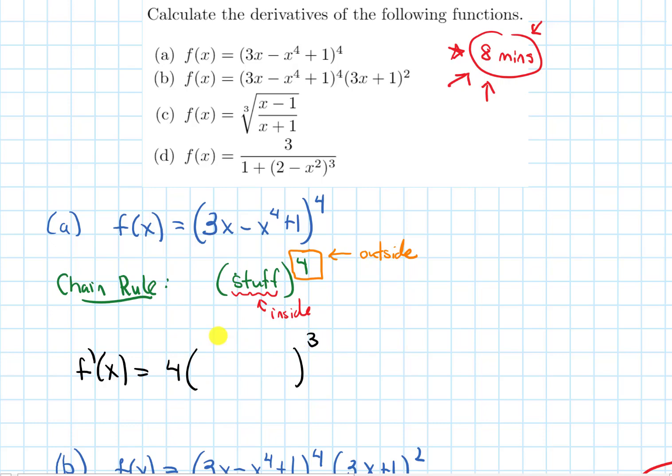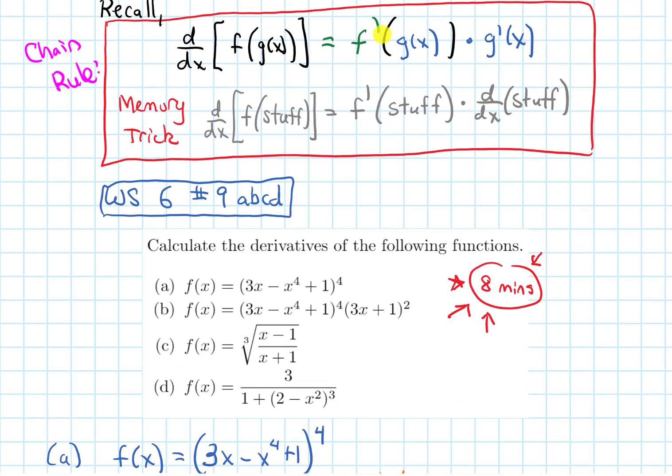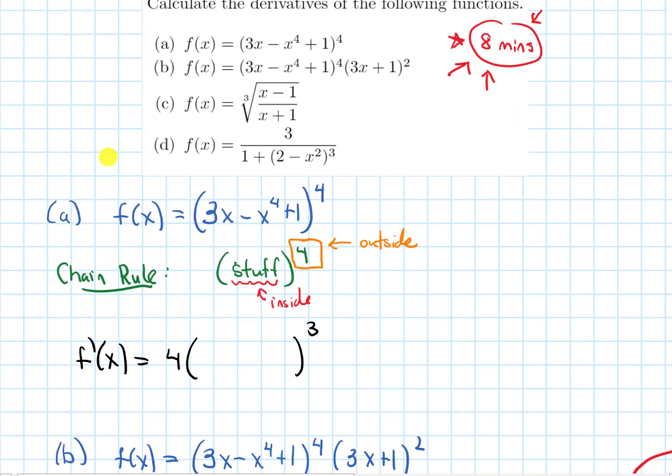But the chain rule says when you take the derivative of the outside function, f prime, keep plugging in the same inside thing, g of x. So don't plug in x, but plug in g of x, the inside function. And in this case, my inside function is 3x minus x to the 4th plus 1. And then we have what I call the chain rule step, where I have to multiply by the derivative of that inside thing, the derivative of 3x minus x to the 4th plus 1.